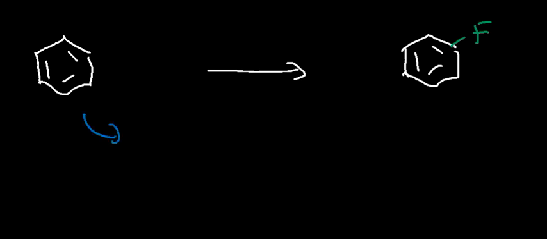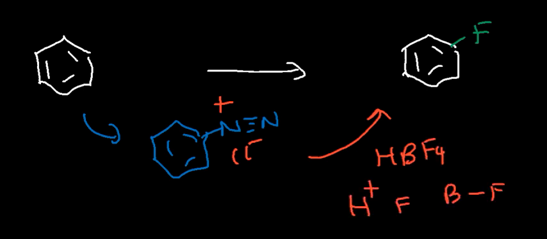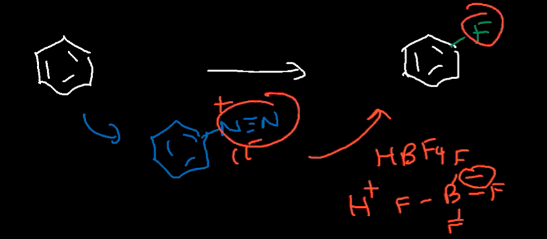So first, we need to use the same three steps: nitration, reduction, and then diazotization to make the N2 group. Once we have the N2 group, then we could simply add HBF4, which is basically H+ and boron with three fluorine atoms. The boron has a negative formal charge, and it's going to replace this group with a fluorine atom.